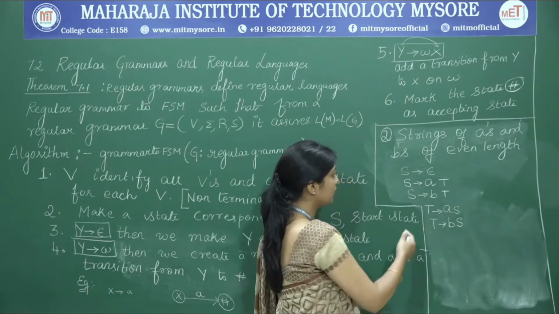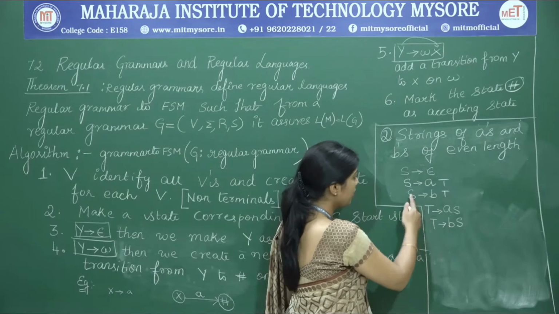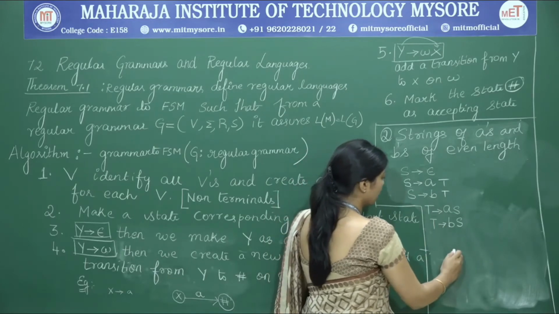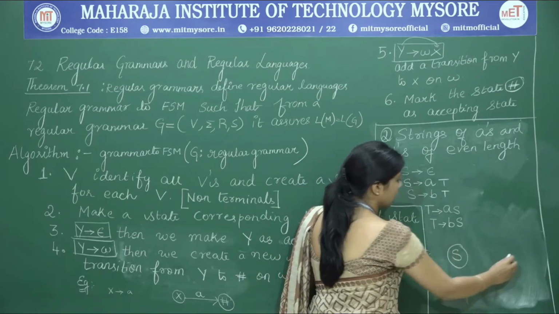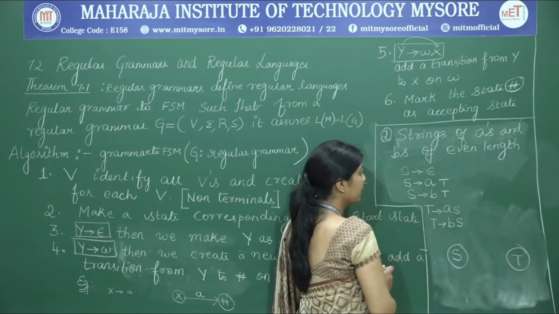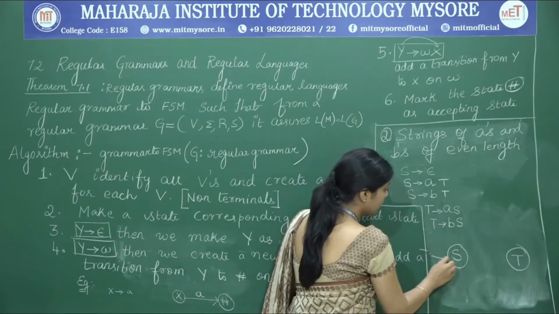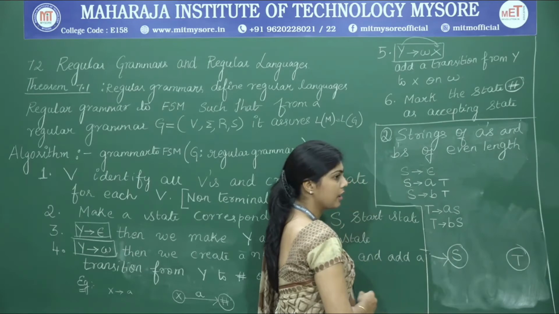In the automata, the first step is to identify all the non-terminals, that is the capital letters, and write a state for each one of them. The capital letters are S and T, so we write S and T. What is the start symbol here? S is the start symbol, so therefore this S becomes the start state.